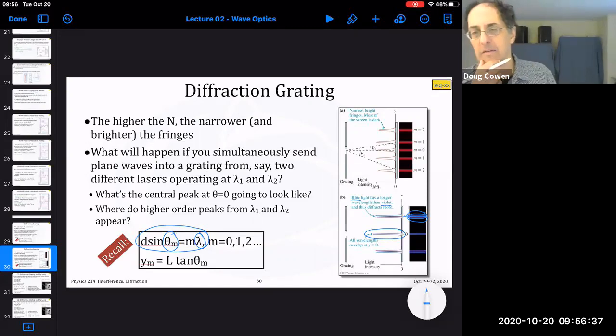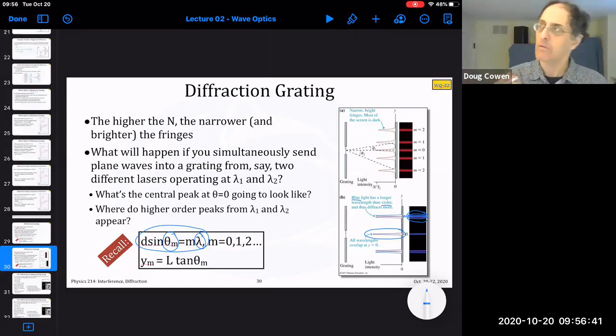And this is a way that diffraction gratings are used to do spectroscopy. Basically, you can use the light coming out of a chemical sample, for example, to figure out what is in that sample.